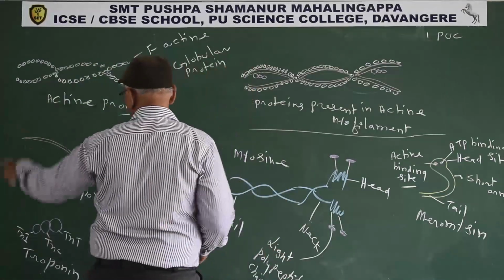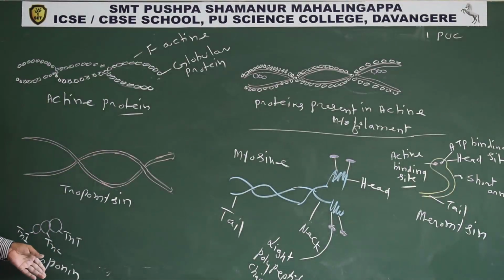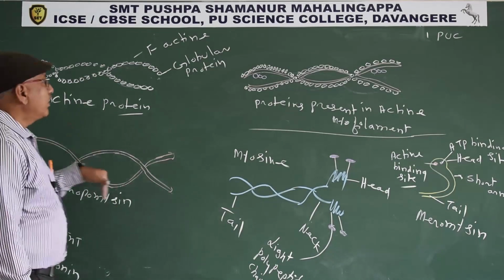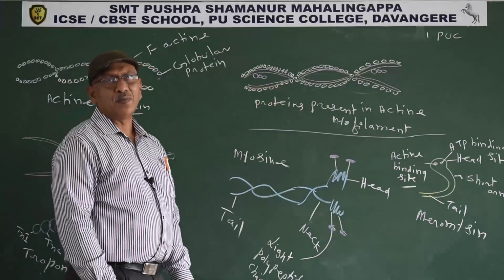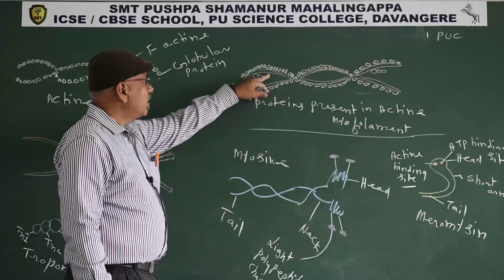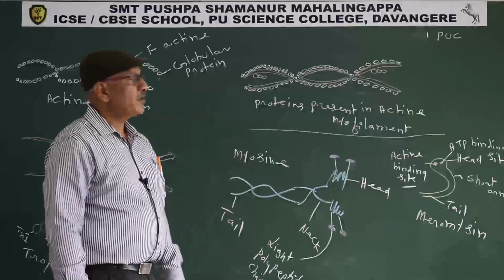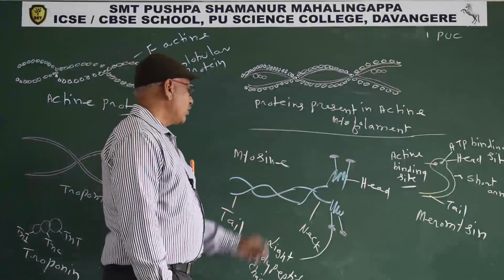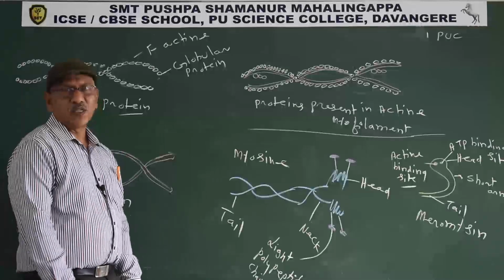So it is a hypothetical diagram. For our convenience only, I drew separately. Actually, all the three proteins are arranged like this in the absence of calcium ions. In the presence of calcium ions, the troponin-tropomyosin complex moves away from the active sites.